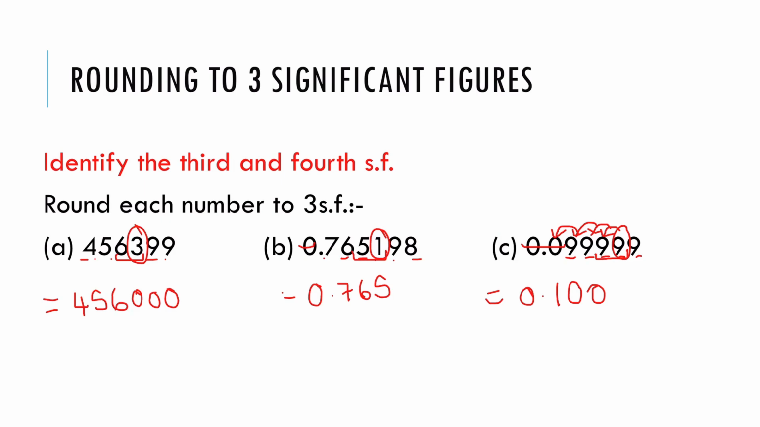Sometimes they might ask you a wee trick question where they say round to 2 significant figures, and you can't, you can only round to 1, that's fine. But if you can give it the amount they're asking for, do that.